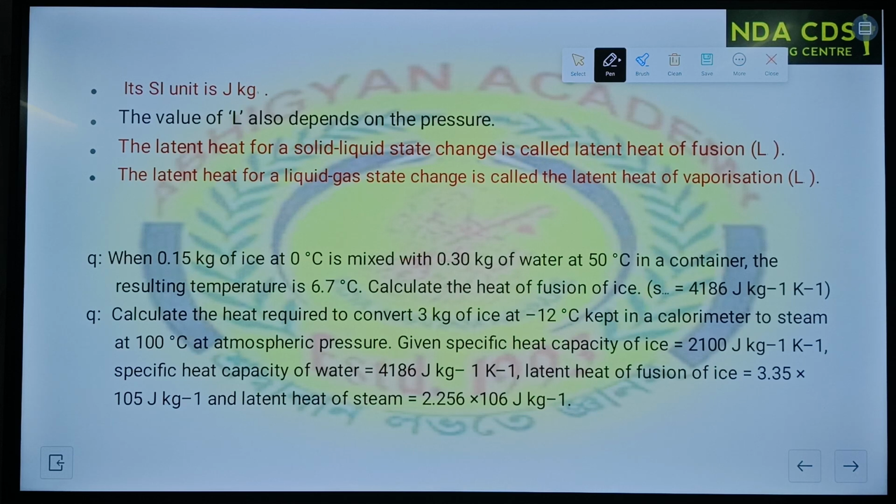What they are asking to find? Latent heat of fusion of ice. Specific heat of water is given 4186 joule per kilo per Kelvin. When 0.15 kilo of ice at 0 degrees Celsius is mixed with 0.3 kilo of water at 50 degrees Celsius, matlab temperature of ice is 0, temperature of water is 50, in a container, the resulting temperature is 6.7 degrees Celsius. Calculate the latent heat of fusion of ice.